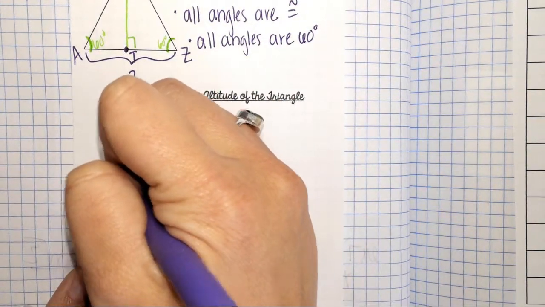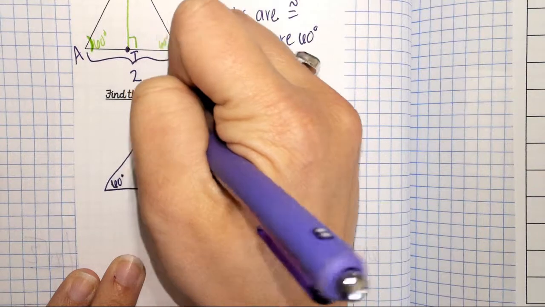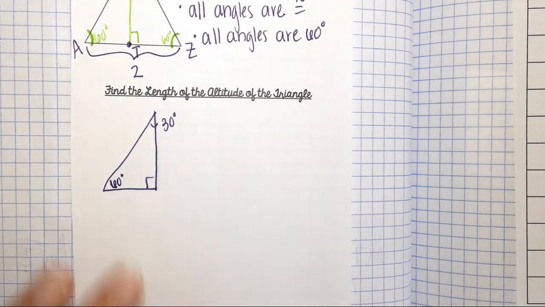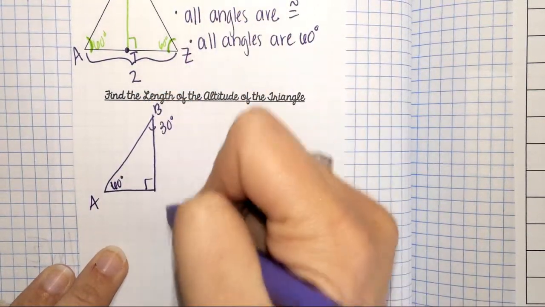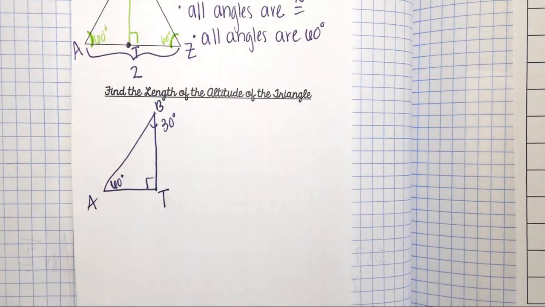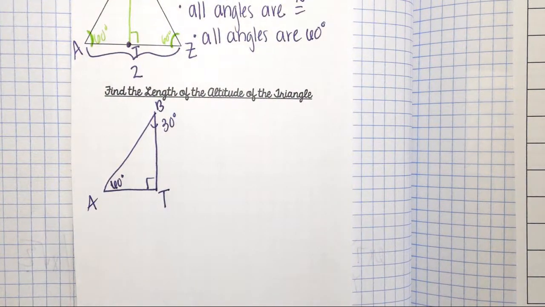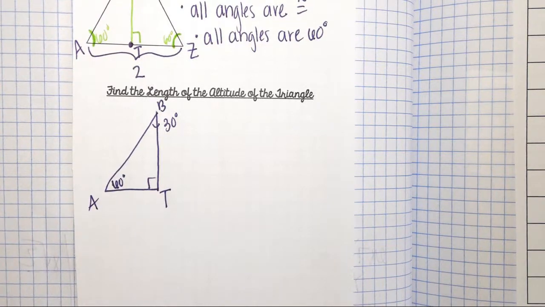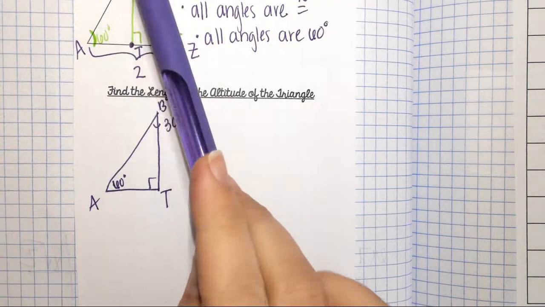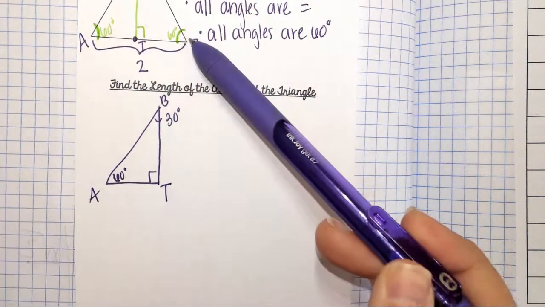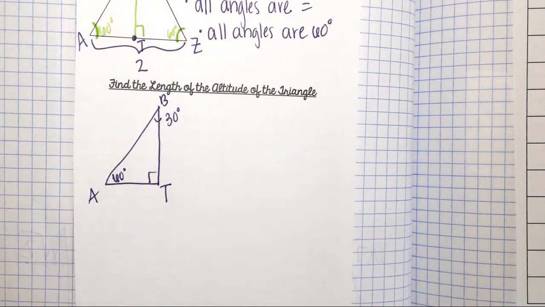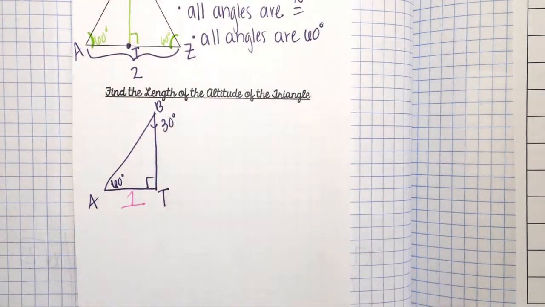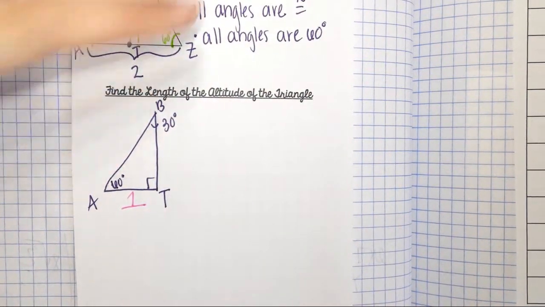Alright, so this is 60, and this is 30. And this is A, B, T. Now, if AC was 2, and I told you that not only did the altitude bisect angle B, but it also bisected AC, what would AT be? 1. Because half of 2 is 1. Now, do we know what the length of AB is?